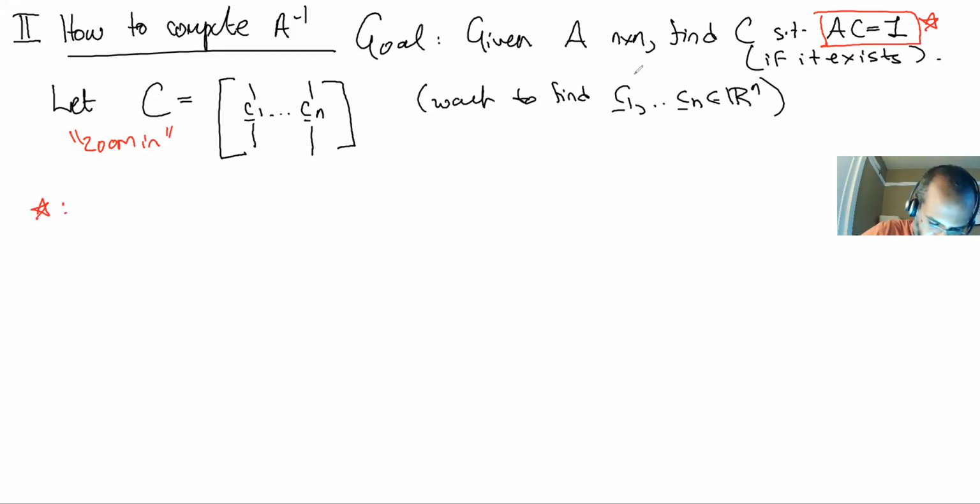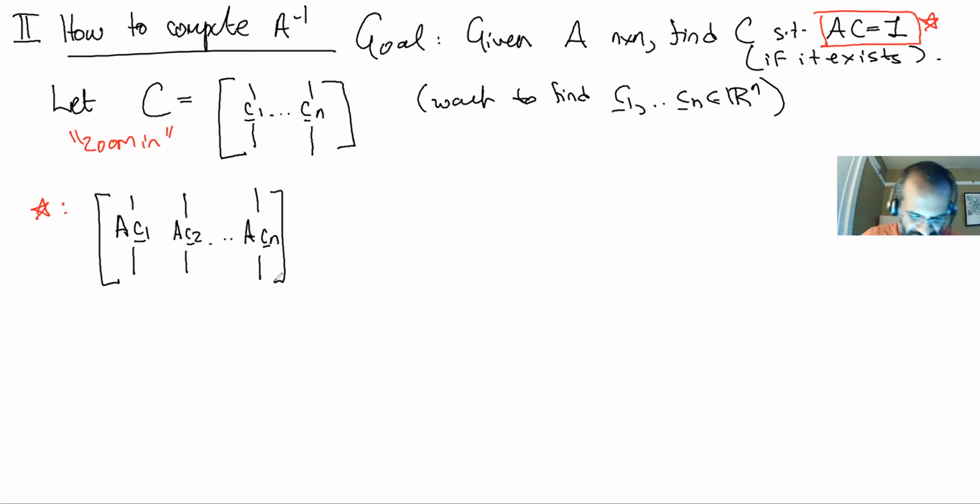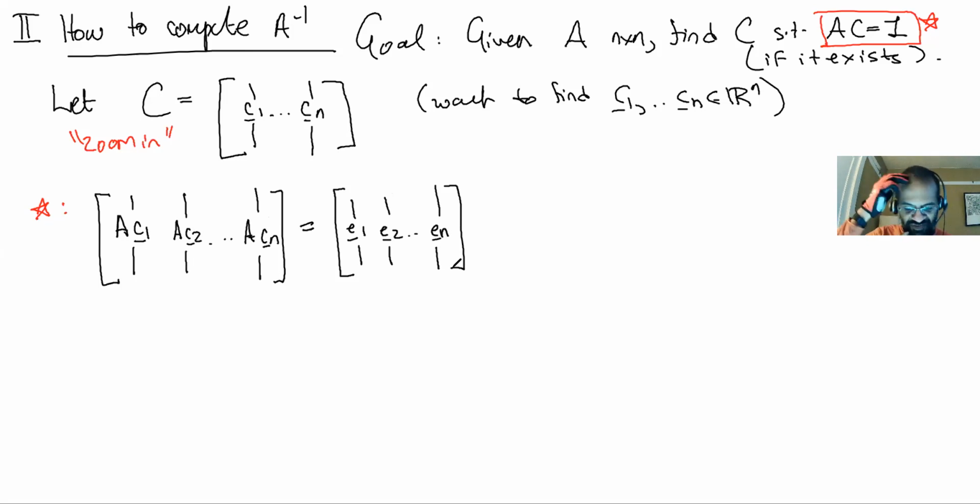Well, what is it saying? It's saying that the matrix with columns A times C1, A times C2, and so on, so I've just recalled the definition of matrix multiplication, that's the left-hand side, is equal to the identity. Now, what are the columns of the identity? Well, they're the standard basis vectors, right? Does anybody see how to solve for C1 through Cn now?